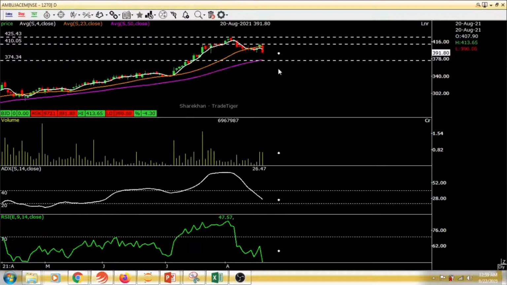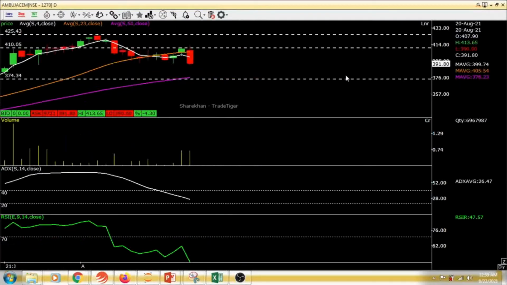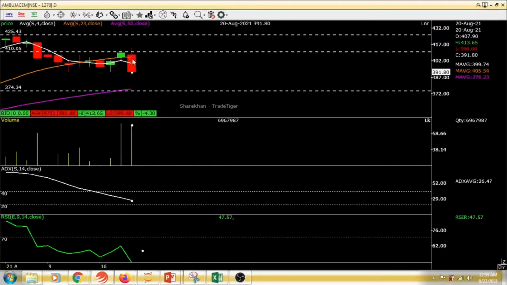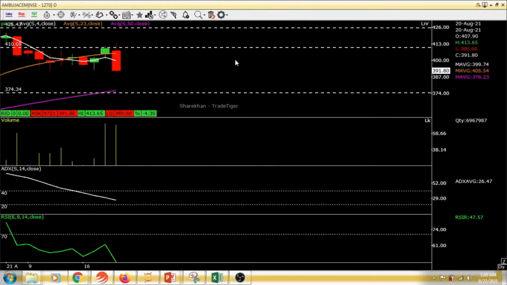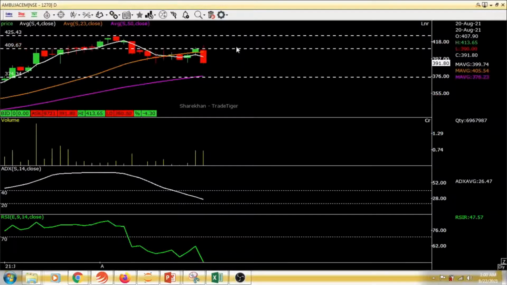So what you are seeing is the Ambuja Cement daily chart. You can see in the previous trading session there was a long red candle, which indicates there were a lot of sellers at this level. As I said before, 410 is a strong resistance. We can also see it in the candlestick chart, and we also discussed it in the statistical analysis using the option chain concept. So 410 will be a strong resistance.